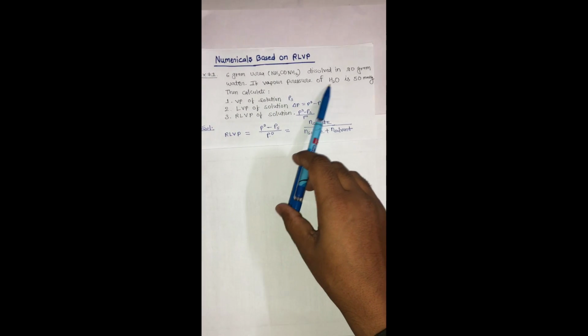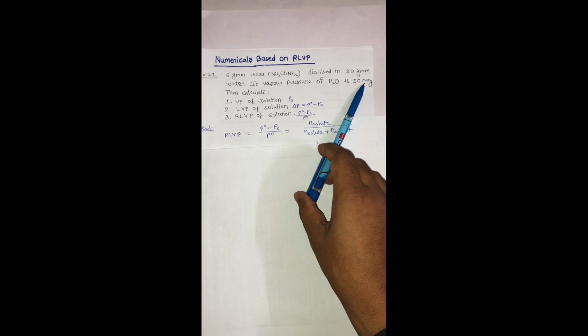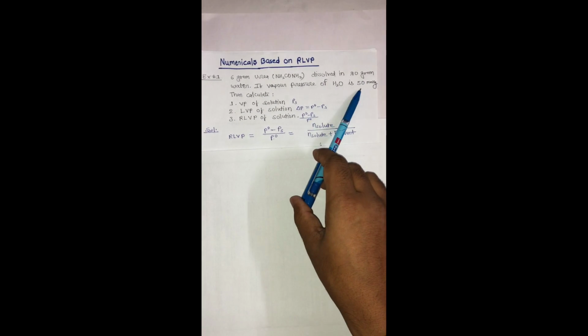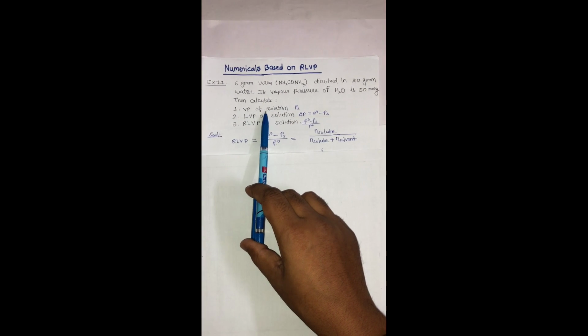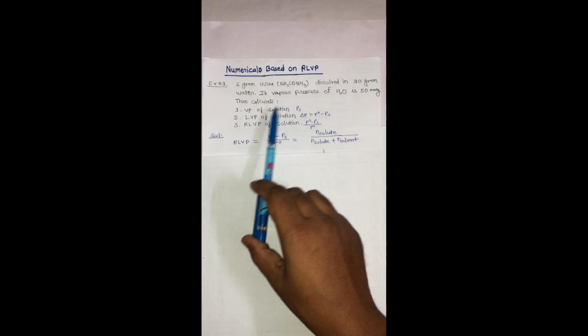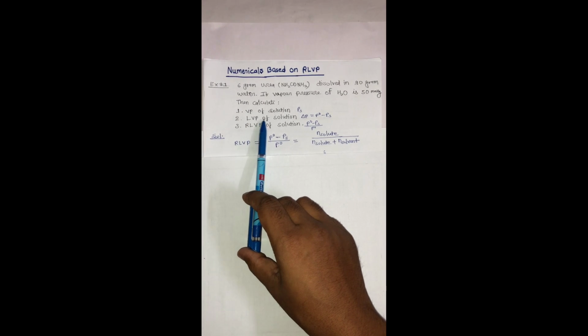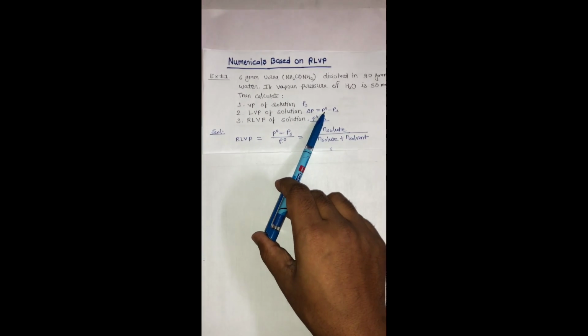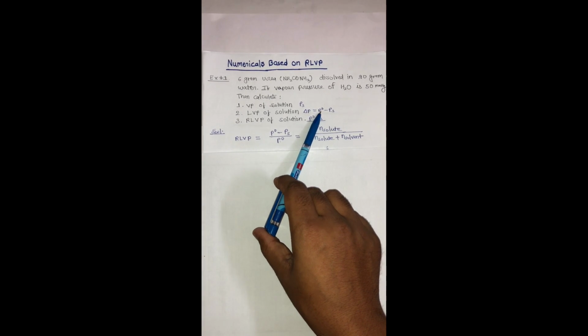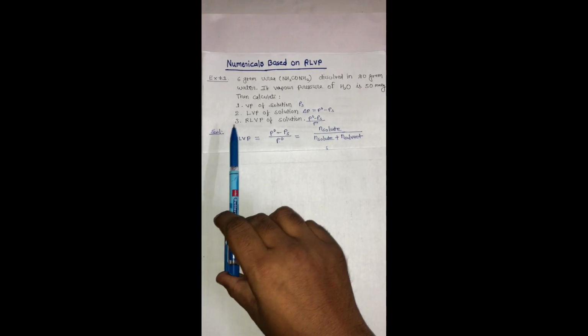Given is the vapor pressure of H2O, 50 mmHg. It is a unit of pressure, 50 mm mercury. Then we have to calculate the vapor pressure of the solution, that is PS. Lowering in vapor pressure of solution, that is delta P, equals P naught, VP of pure solvent, minus PS, VP of solution.